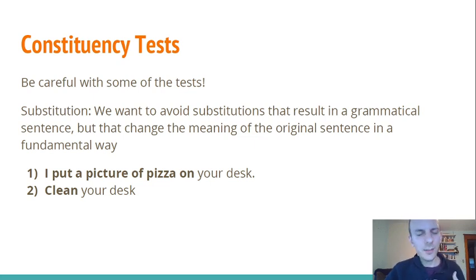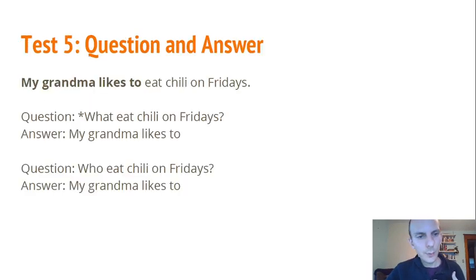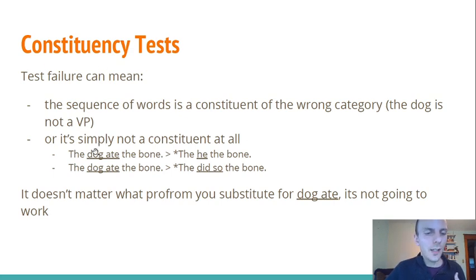What I want you to be able to do is take an underlined or bolded string of words like "dog ate," and I want you to be able to run at least 2 constituency tests on it. I don't need you to come up with the correct answer of is it a constituent or not. What I need you to be able to do is run the tests.